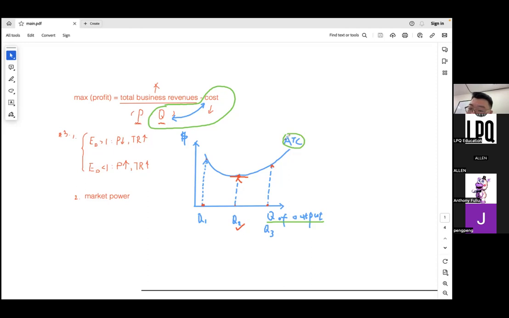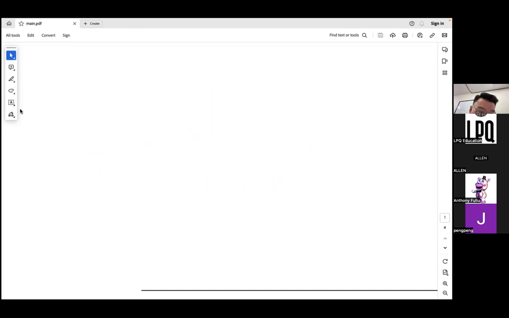The most important thing we mentioned so many times is why the relationship between Q of output and ATC looks like this. It's represented by a quadratic function, a curve, no longer a simple linear curve. This is the most important question. So let's get started. I'm a formal lecture.